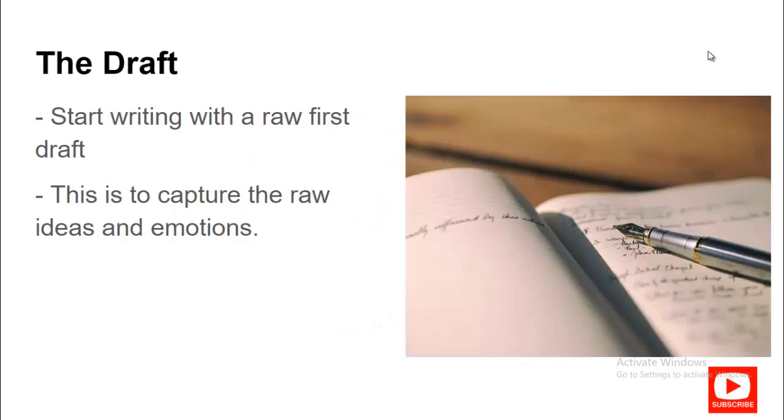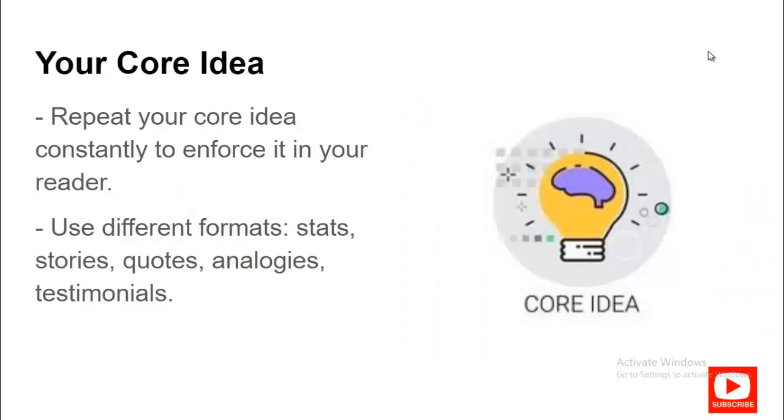So the draft, you need to start with a raw draft first. This is to capture the raw idea and emotions. As a copywriter, you don't need to be so perfect in your first copy. Understand that you need to craft out the first draft first. It doesn't need to be so perfect. Then after you draft the first draft, you read it, then you draft the second draft, then at least in the second to third draft, you should have a very good copy, if you're writing for yourself or if you're writing for a client.